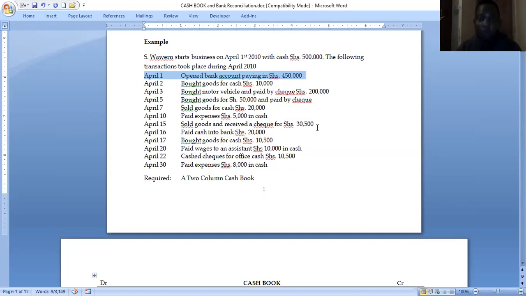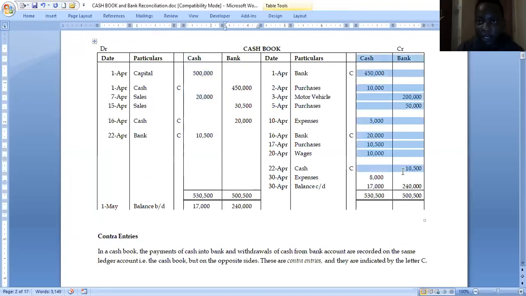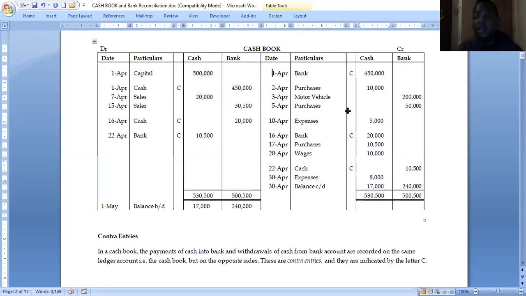So we move on to our cash book. Remember, it has two columns for cash and bank, so both the cash and bank accounts are maintained here. We said we credit the cash account. So in the cash book, you notice in the cash column, we've credited the cash account. And then we debit the bank account.